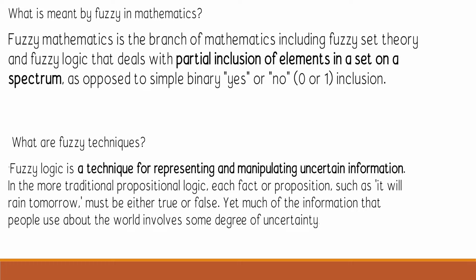So, what is meant by fuzzy in mathematics? Fuzzy mathematics is the branch of mathematics including fuzzy set theory and fuzzy logic that deals with partial inclusion of elements in a set on a spectrum, as opposed to simple binary yes or no (0 or 1) inclusion. So this is all about what is fuzzy.